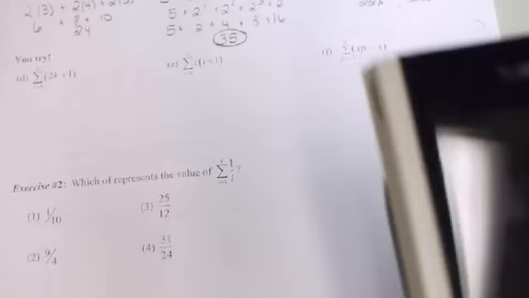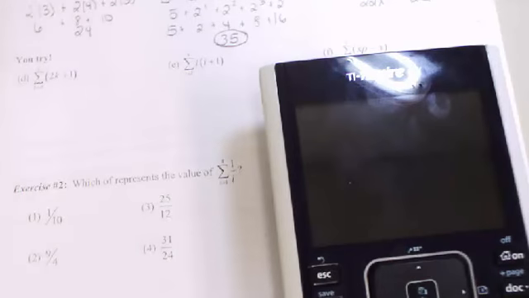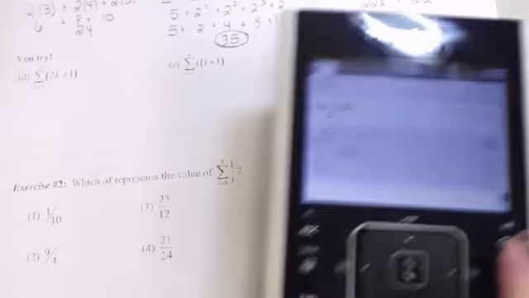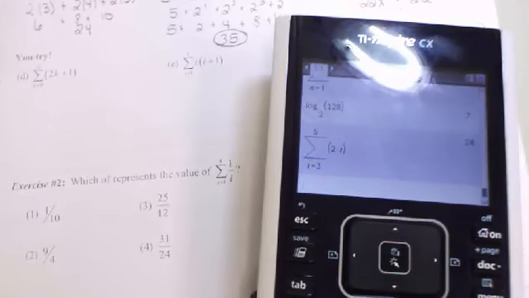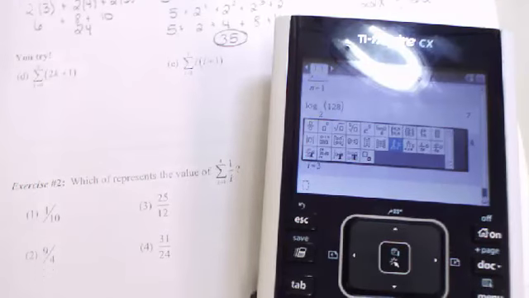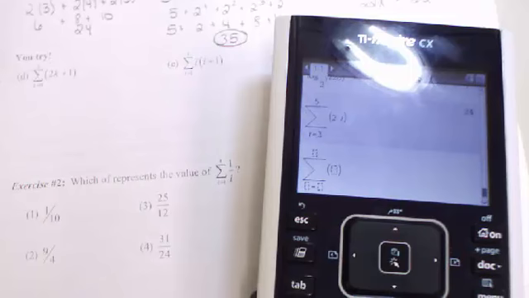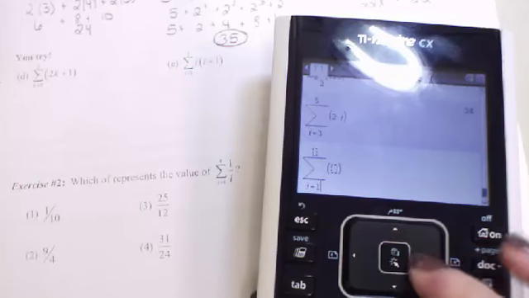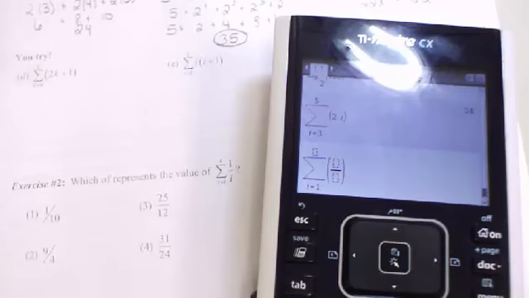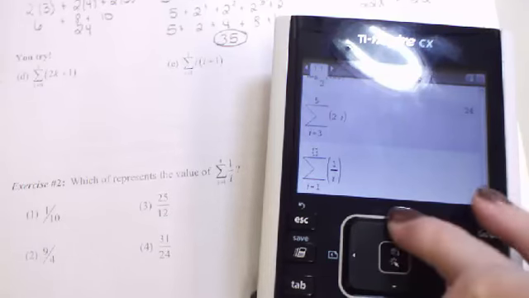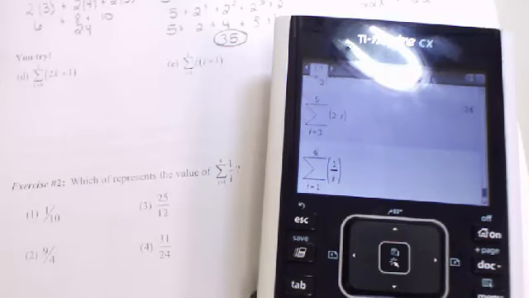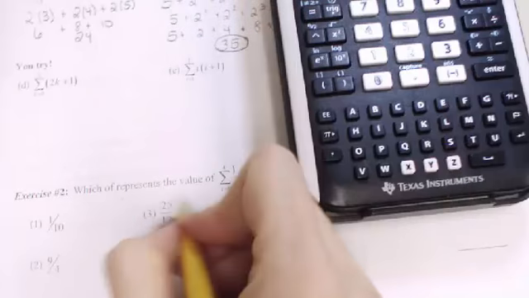Now, part of exercise 2 here is a multiple choice, so I'm going to go right to the calculator, and I'm going to find my summation button. I'm going to type it in just as I see it. i equals 1. Use my fraction button. Then I will have 1 over i, and up to 4, hit enter, 25 over 12.